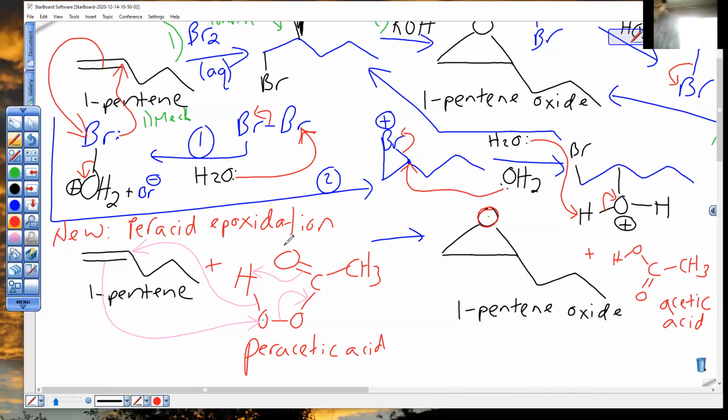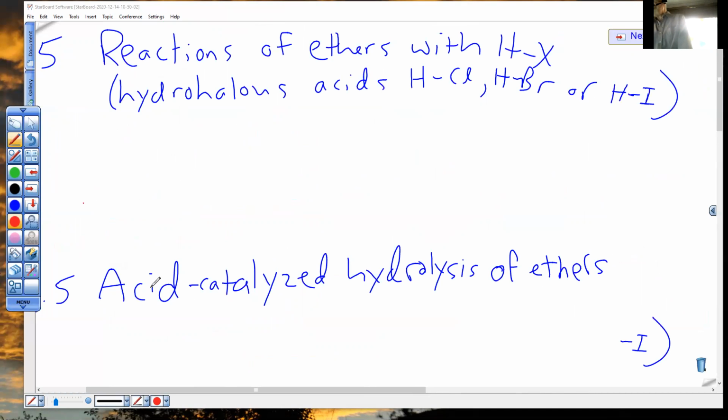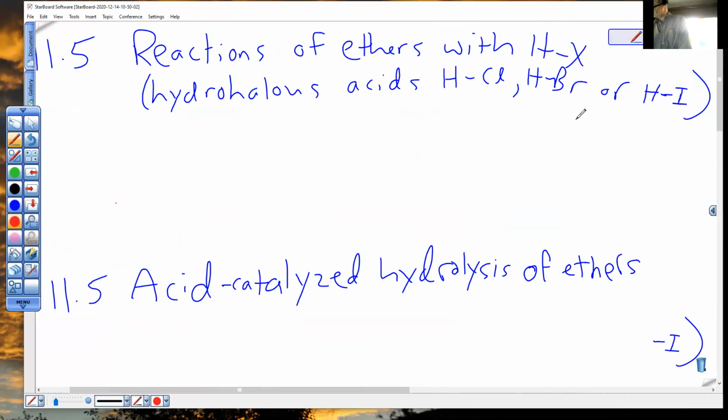And that's a good spot to leave for our first break. Coming up will be our discussion of a blank page, followed by a discussion of reactions of ethers with hydrochloric, hydrobromic, or hydroiodic acids, and then acid-catalyzed hydrolysis of ethers, which will be a very similar process. And I will leave you till then and see you very shortly.